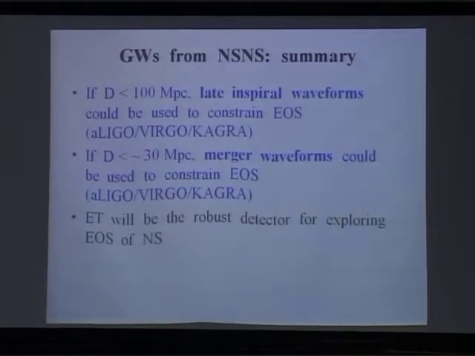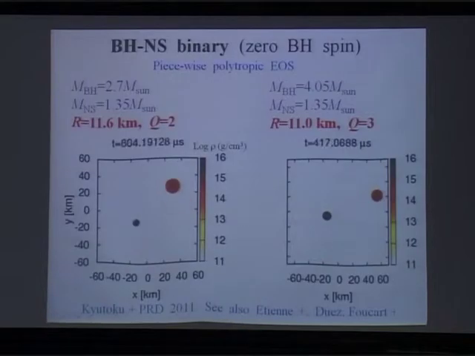Okay, this is a summary of the gravitational waves from binary neutron stars. We have about two interesting phases. One is the inspiral phase. And if we can detect merger events within a distance of about 100 megaparsec, our inspiral waveforms could be used to constrain the equation of state. And also, if we detect the gravitational wave within a radius of about 30 megaparsec, the merger waveform also could be used to constrain the equation of state. And of course, if we have ET, it will be very strong to constrain the equation of state. Okay, so I already used 30 minutes.